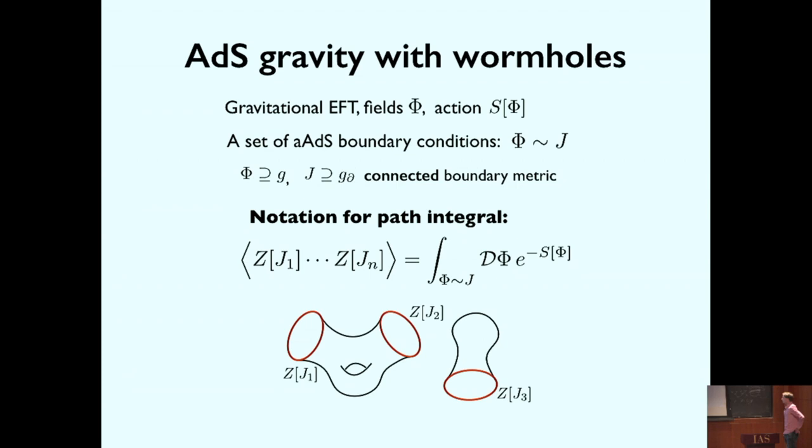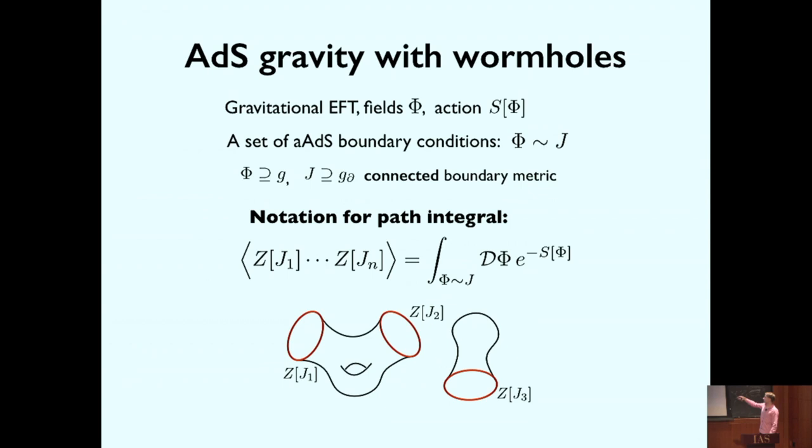Okay, so let's think about AdS/CFT, or just AdS gravity with wormholes. So our ingredients are we're going to have some gravitational effective field theory with some fields phi, which includes a metric, possibly, with some action. This has some admissible set of boundary conditions, which are labeled by some sources, which include an asymptotic boundary metric. And I'll decide that the sources will label a connected boundary metric. And the most general thing I can compute is a path integral over all possible metrics with the boundary conditions labeled by these J.